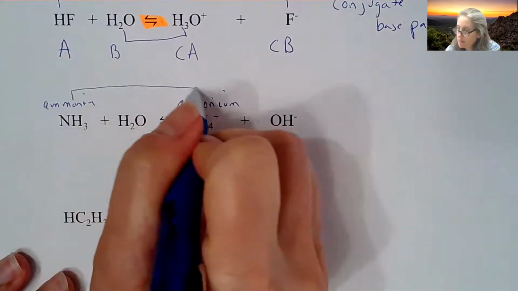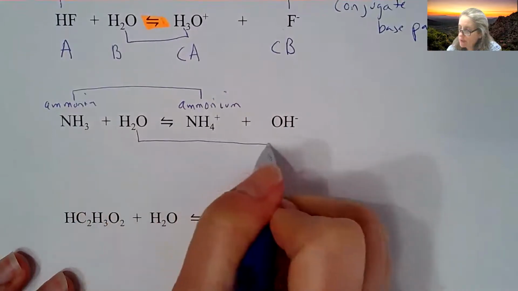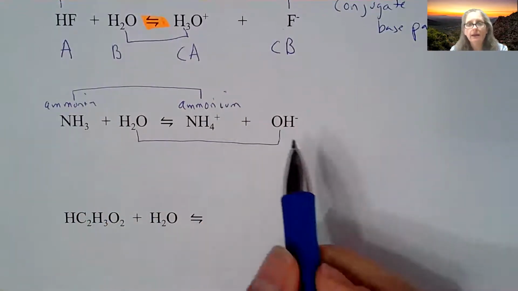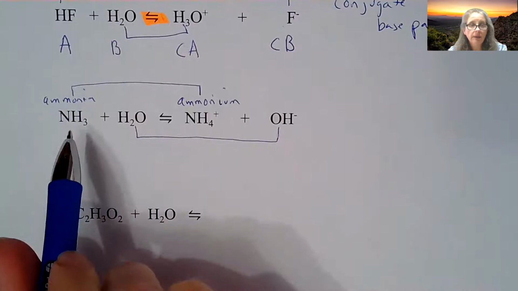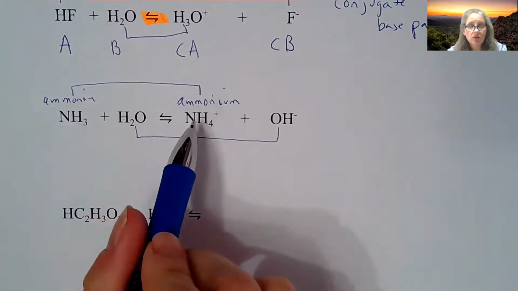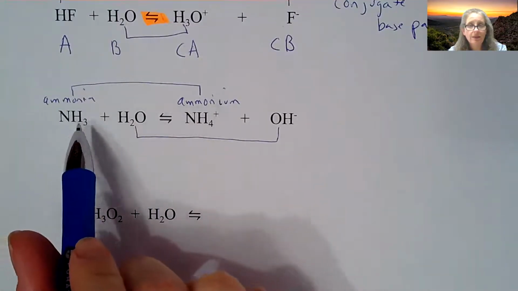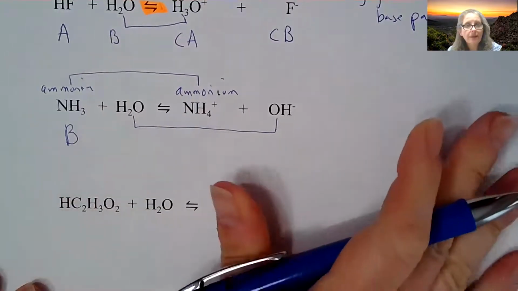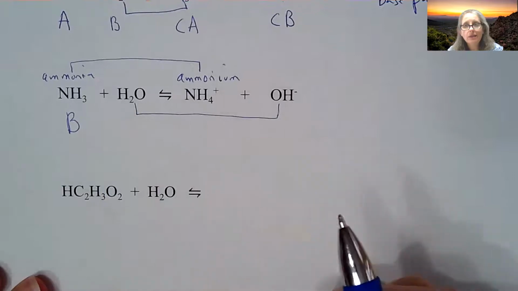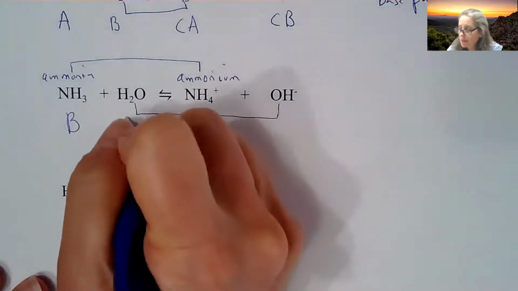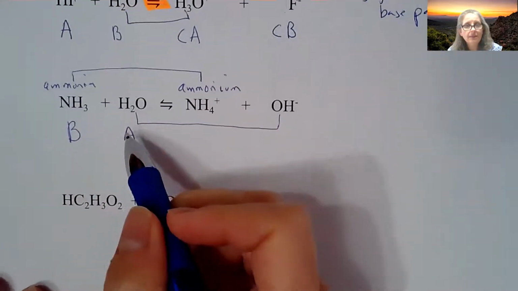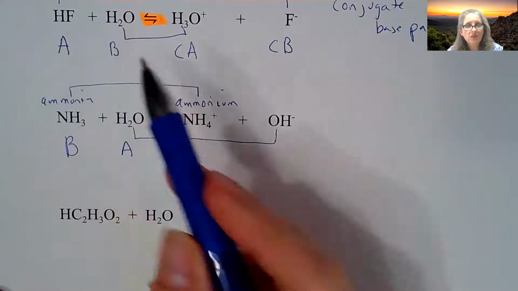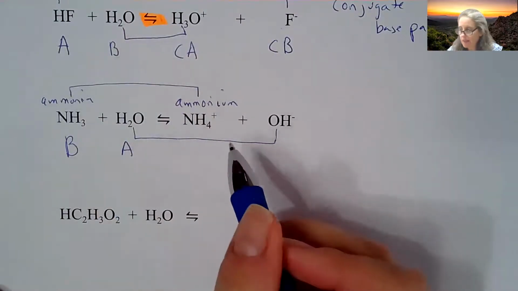So ammonia is becoming ammonium and water is becoming hydroxide ion, okay? So the ammonia is essentially taking on an H plus. Since it is taking on an H plus, this must be acting like a base. And you need to also know ammonia is considered a base. So water in this case is acting like an acid. Interesting, because in the last example it's acting like a base. We'll come back to that as well.